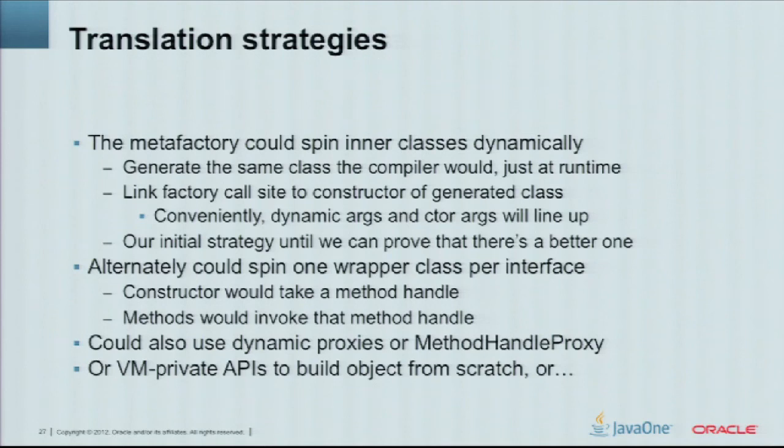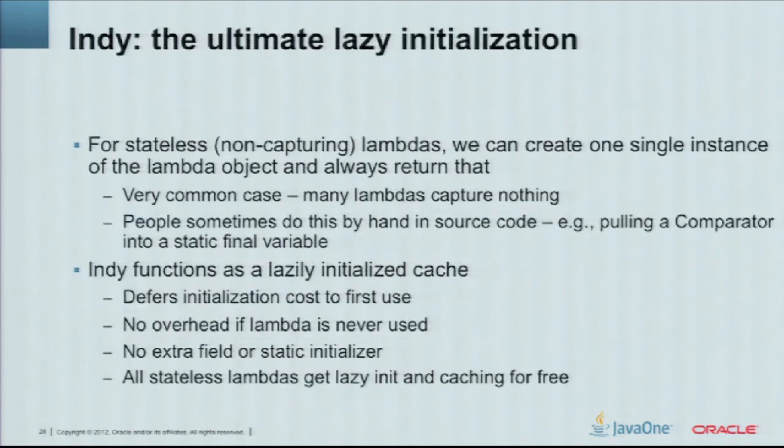Like I said, there's other tricks we could do. We could do dynamic proxies. We could use method handle proxy. We could use VM private APIs, etc. The good news here is we don't have to pick a strategy until runtime. Our VM could use a different strategy from IBM's VM. We could use a different strategy for embedded as we do on a server. We can use a different strategy on Tuesdays if we wanted to. Okay? And this gives us a lot of flexibility.